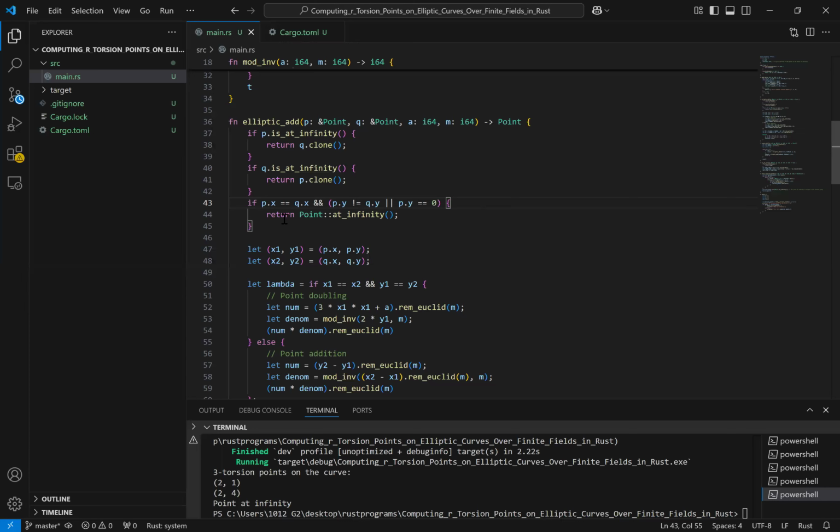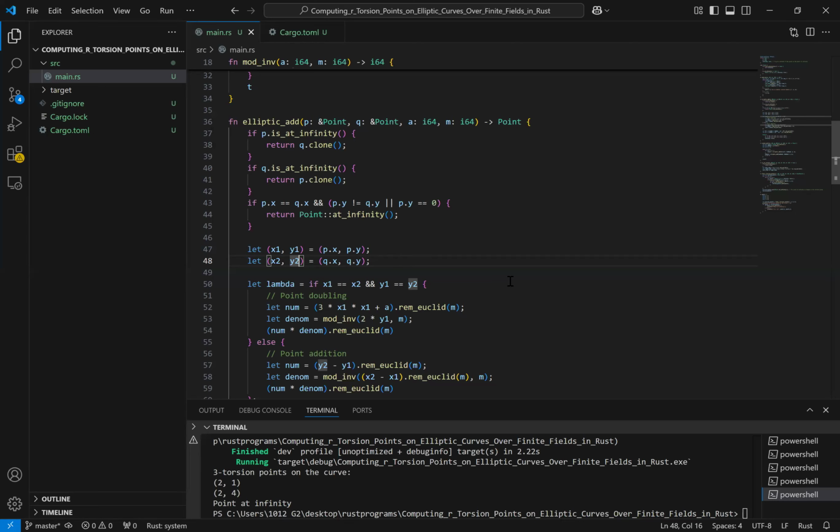Now, what about here? What if this is not the case? So if that is not the case, let's now assume that the x value of P is x1, and the y value of P is y1, and assume that the x value of Q is x2, and the y value of Q is y2. So these 2 points are different.